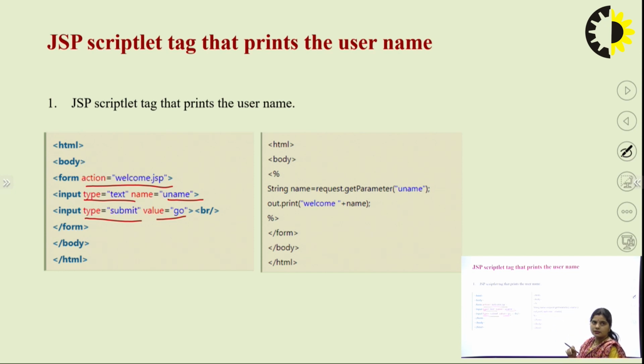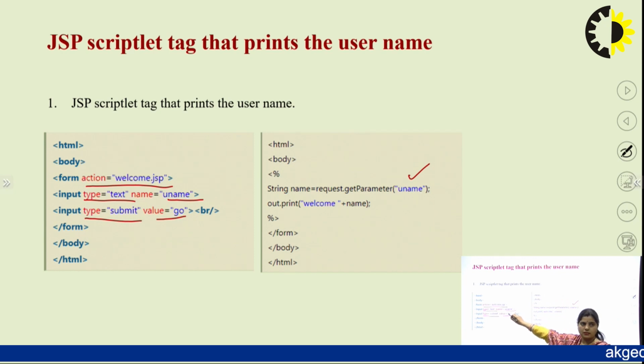close all the tags. Now using the scriptlet tag, we are passing the name uname. So String name is equal to request.getParameter. This line is used to get the parameter of uname, which you will pass inside the text box, and then out.print is going to print the name of that particular username.